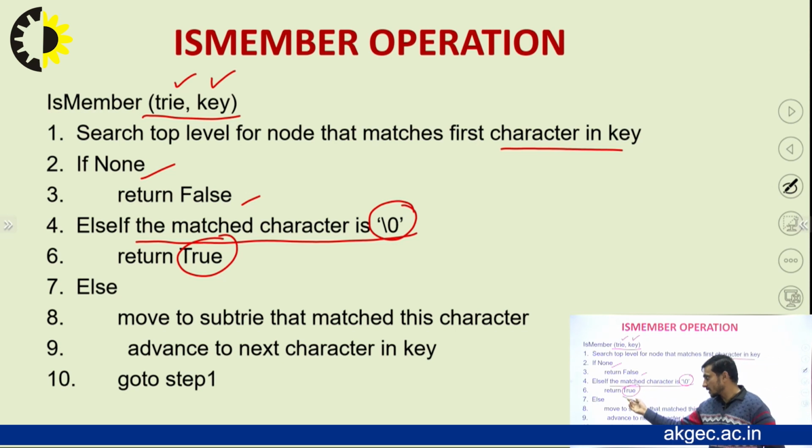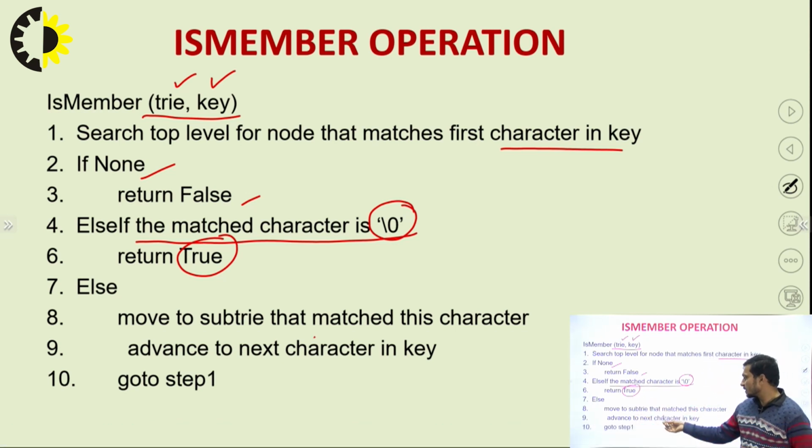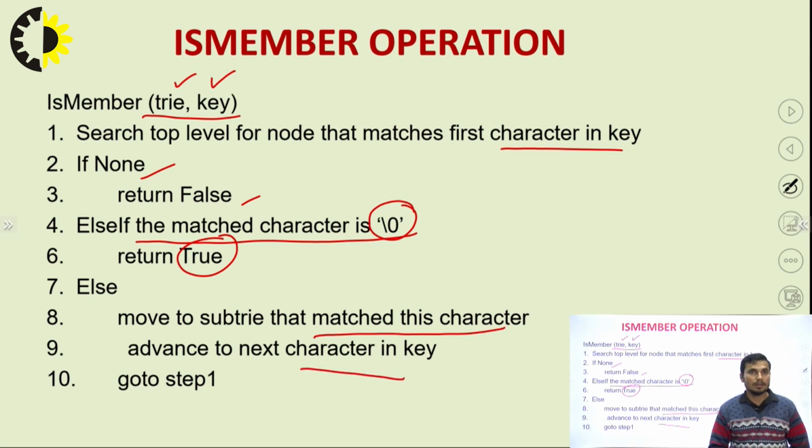And if both conditions are not true, then we will go to the else part and move to the subtree that matches this character, advancing to the next character in the key. So we will go for the next key and go to step 1 again, and whatever top level we have, we will search for the first character of the subtree which is due to be checked.